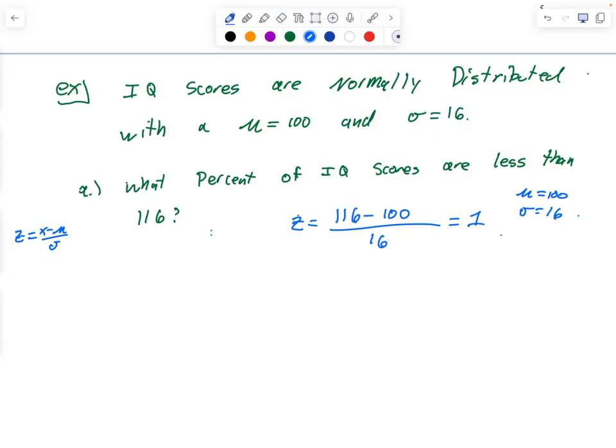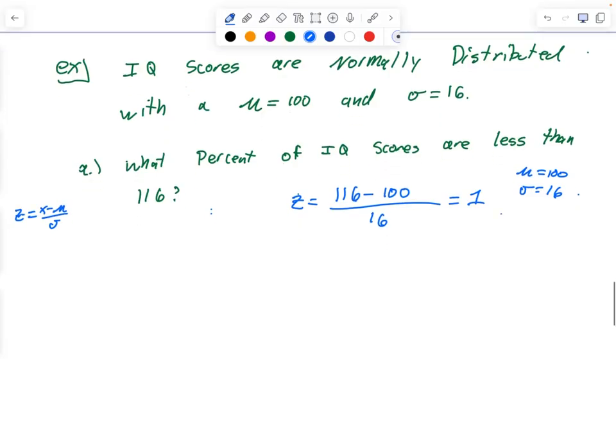So which side am I looking at, the front side or the back side of my z-table? The back side. And 1 is also the same thing as what number to 2 decimal places? 1.00. The number 1 is the same thing as 1.00.